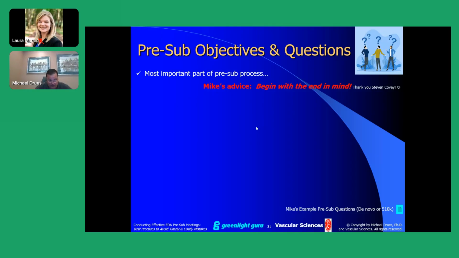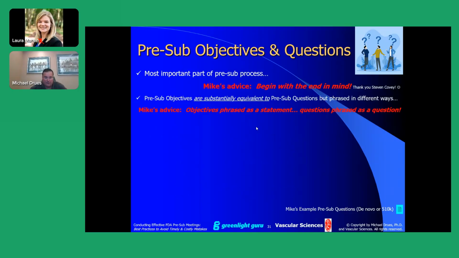Whenever I start working on a pre-sub, the very first thing I work on with the company is the pre-sub objectives and questions. Why? Because once again, as I've said now a couple of times, every single word, every single punctuation mark that goes into the pre-sub should be put in there for one reason: to meet those objectives and to answer those leading questions. That's the first part. The pre-sub objectives are substantially equivalent, pun intended, to the pre-sub questions, but they're just phrased in different ways. So your objective is phrased in the form of a statement, and your questions are phrased in the form of a question. I'll show you an example. Actually, I'll show you an example right now.